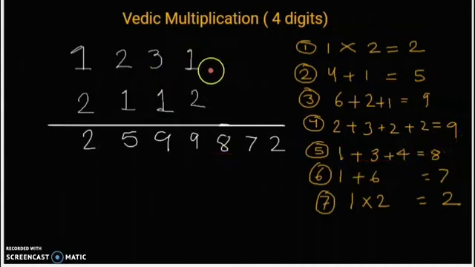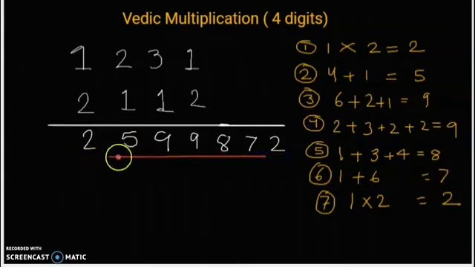In the sixth step we will take the last 2 digits. So 1 times 1 is 1 and 2 times 3 is 6, and 1 plus 6 is 7. So 7 we have written over here. And finally, the last step, 1 and 2, so we will multiply them. So 1 times 2 is 2, and 2 we have written over here. So 2599872, that is our answer.